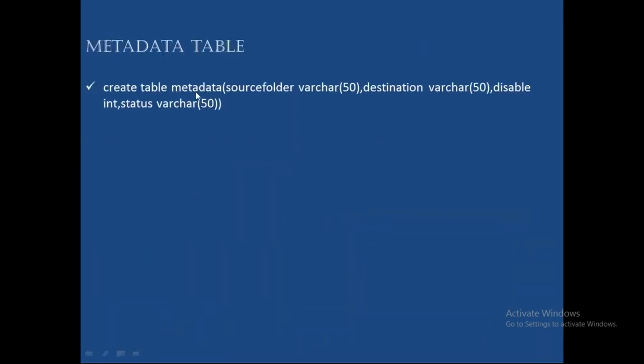Okay, metadata table. See here, create table metadata. Source folder is not a table, it's a folder. The source folder is varchar 50, destination folder is varchar 50, disable equal to int, status equal to varchar 50. Let's say sometimes some of the folders may not receive the data. So the client will tell you, okay, this folder will not get new data. Don't copy this particular folder. Can you disable it? You need to come and update it in your metadata table.